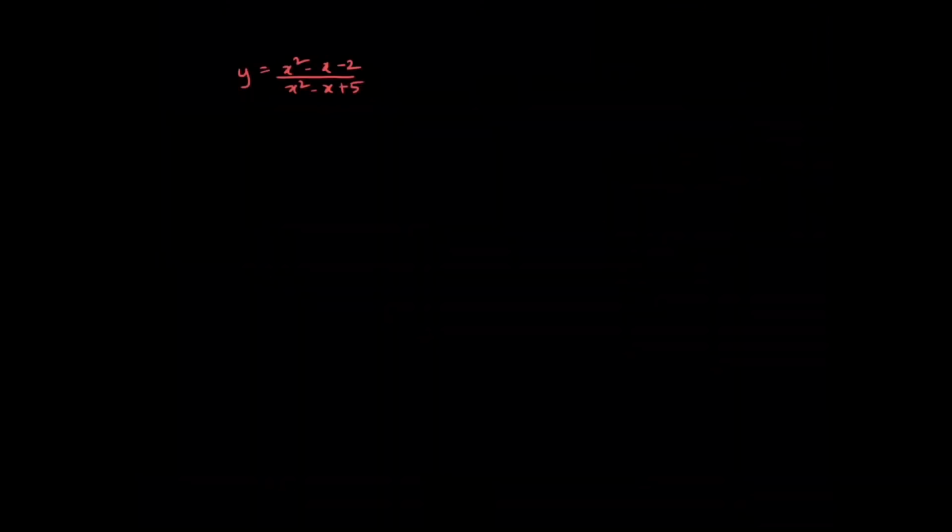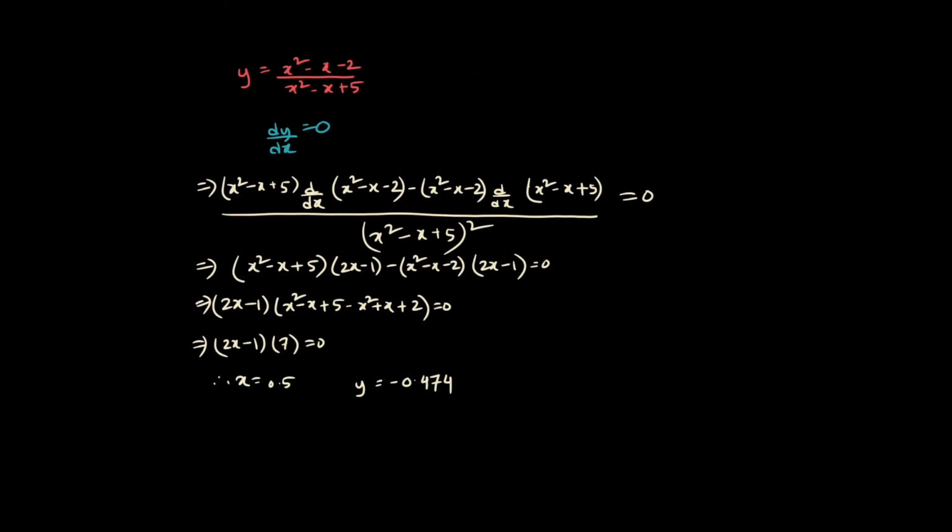Now, similarly, our next step is going to be to find the turning points. So what do we do for that? We take dy by dx equals 0 and then we solve. So we should end up with x equals 0.5, and if we put that value of x in our equation, we should end up with y equals minus 0.474. And again, this is a pretty long working, so feel free to pause the video and take a closer look at the working.